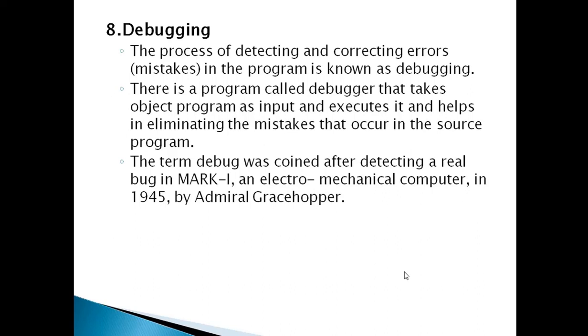And there is a program called a debugger that takes the object program as input and executes it, and helps in eliminating the mistakes that occurred in the source program. Generally, the debugger performs the debugging operation. A debugger is again a program which detects the errors or mistakes in your program.